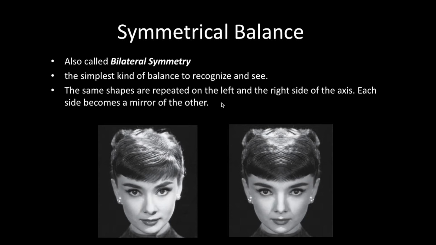So if you look at this, it's a picture of Audrey Hepburn. We would consider this first image right here the original. We would consider that symmetrical. It's technically asymmetrical because her hair is not the same and her features aren't exact, but it's realistic. No person is completely symmetrically balanced.